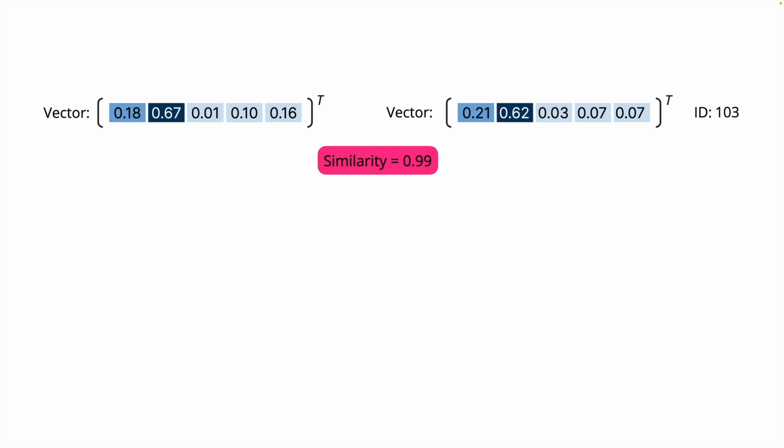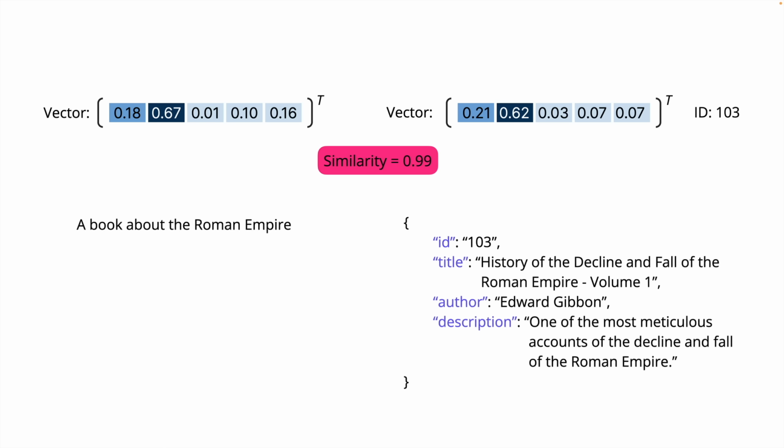However, we don't want to just retrieve a vector. That's not really that useful to us. So this is where the ID comes back in. The ID can be used as a link to the original text of the query, as well as other potential metadata. So in the case of this example, we can use the ID to retrieve the description, and also the title and the author of the book, which turns out to be Edward Gibbon's legendary History of the Decline and Fall of the Roman Empire. So that turns out to be a very relevant recommendation indeed.